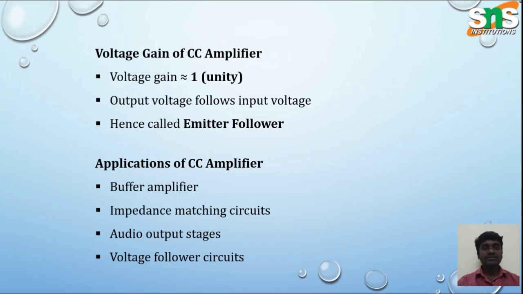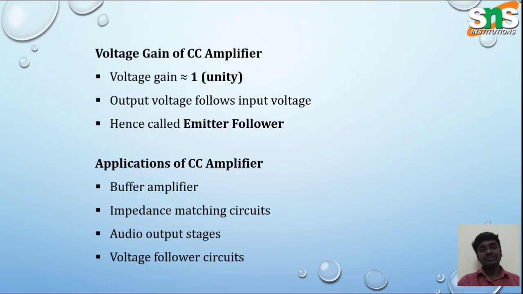The voltage gain of the common collector amplifier is almost 1, unity. The output voltage follows the input voltage, which is why it is called the emitter follower. The output voltage follows the input as it is. If you supply 1 unit to the common collector, almost the same 1 unit will come out from the emitter. So it is called the emitter follower.